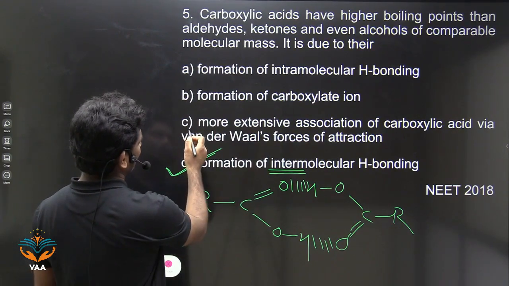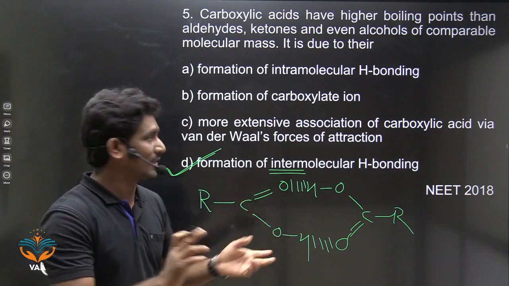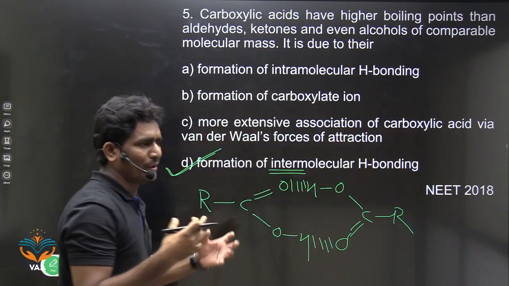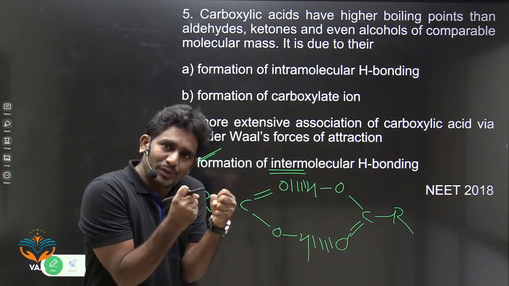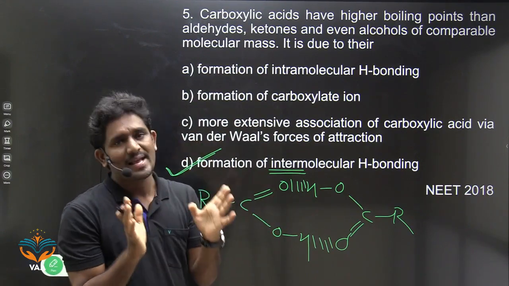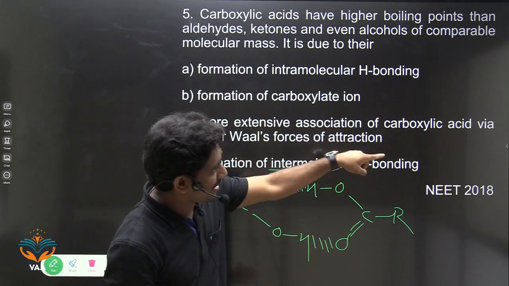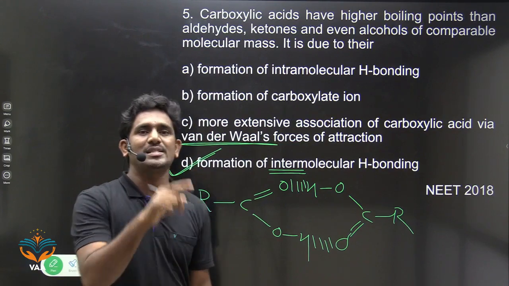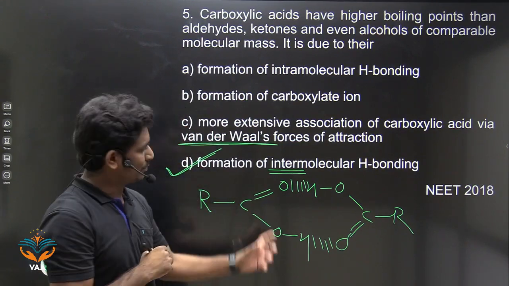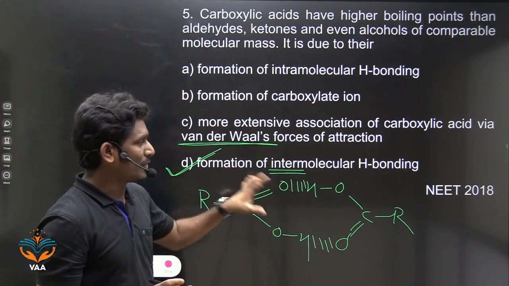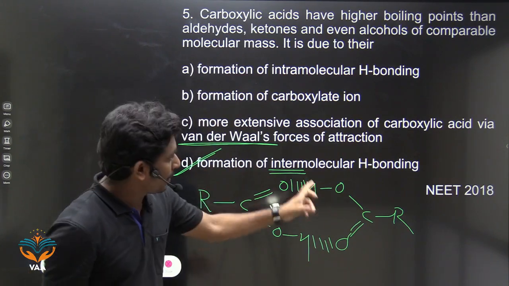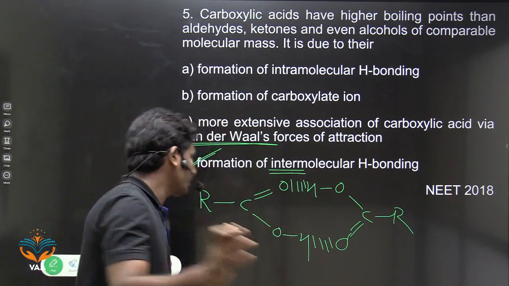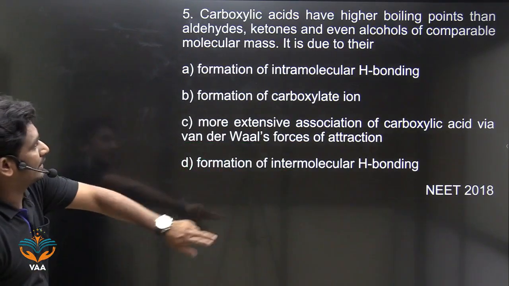Now look at option C. Most of the students will get confused here. Look, more extensive association of carboxylic acids. It is more extensive association, but via hydrogen bonding. But here, what is given? Van der Waals force is given. That is wrong. It is more extensive association of carboxylic acids due to intermolecular hydrogen bonding. It is not van der Waals forces of attraction. So the answer is D. Next one.